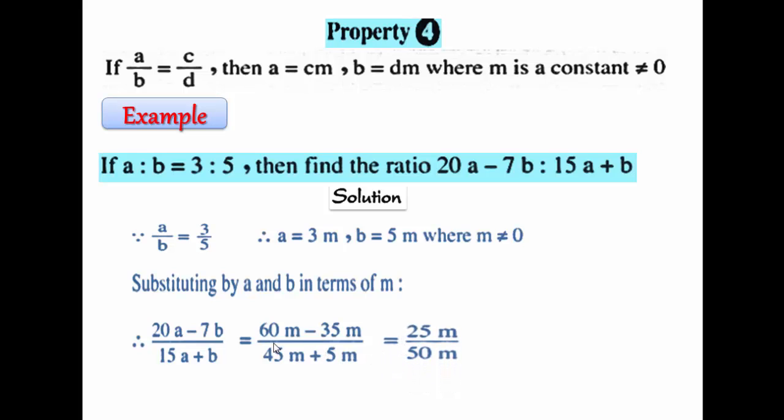The result will be 25m over 50m. We will cancel m with m. The quotient will be half, or 1 over 2.